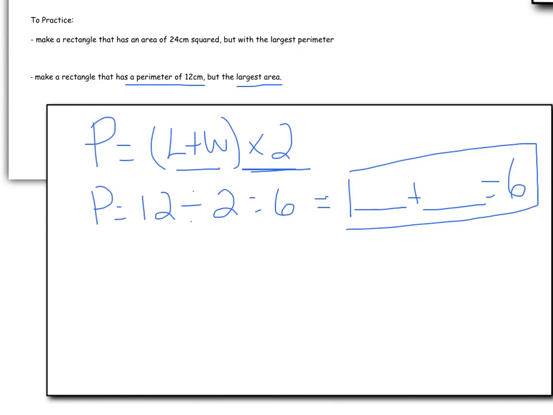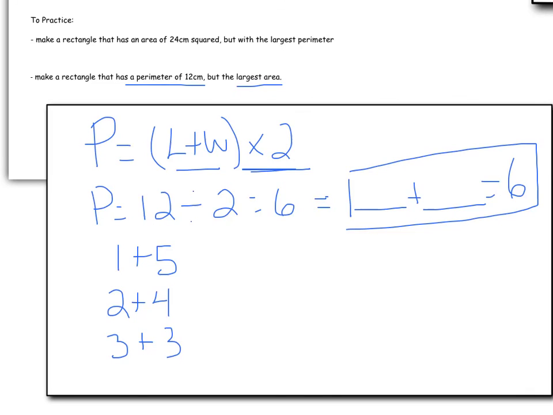What plus what can equal 6? Well, 1 plus 5 equals 6. 2 plus 4. 3 plus 3. 4 plus 2, oh, I've already got it, I'm done. Okay, so these are my 3 possible rectangles.